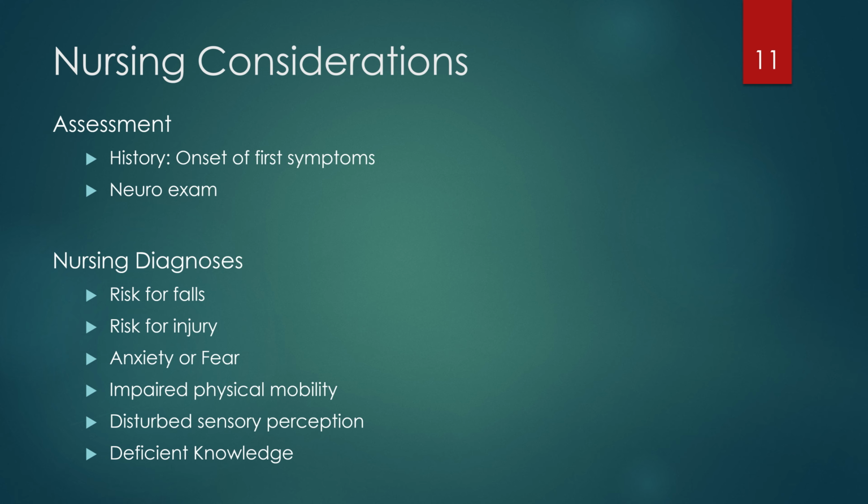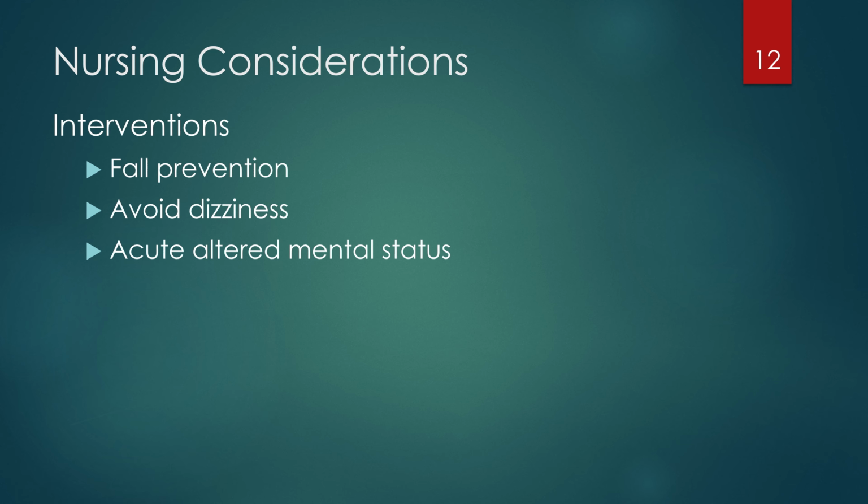Nursing diagnoses may include risk for falls, we'll talk more about this on the next slide, risk for injury, anxiety or fear, impaired physical mobility, disturbed sensory perception, and deficient knowledge. Nursing interventions include fall prevention interventions and neuro checks for acute, altered mental status. Fall precautions vary between hospitals, so be sure to check the standard operating procedure.